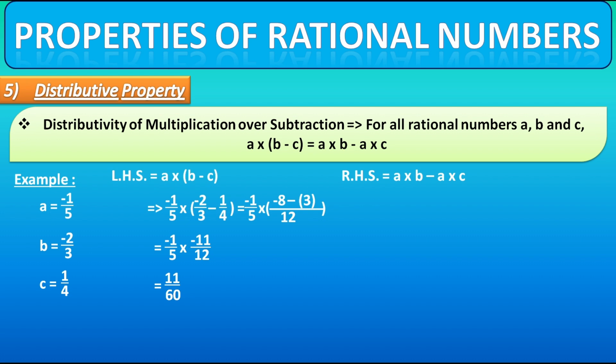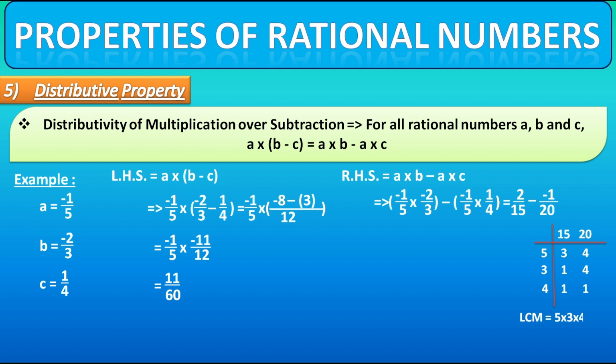Now let's solve the RHS part. A is here minus 1 upon 5 into minus 2 upon 3, minus, in the bracket, minus 1 upon 5 into 1 upon 4. Okay. Now minus 1 into minus 2 is equal to 2, plus 2 upon 5 threes are 15, minus, in the bracket, minus 1 ones are minus 1 and 5 fours are 20. Now we have to find the subtraction, and here 15 and 20 are not co-prime numbers, so we have to find the LCM of 15 and 20. So here 5 threes are 15 and 5 fours are 20. Now 3 ones are 3, 4 will remain as it is, 4 ones are 4. So I got the LCM as 60.